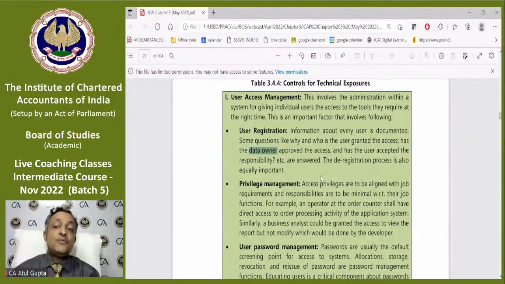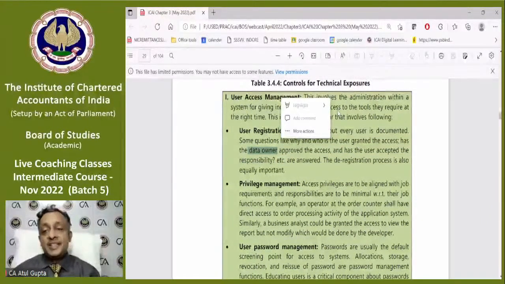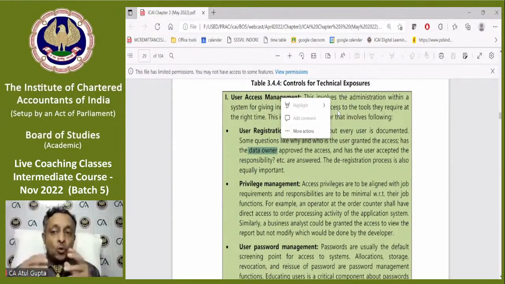The concept of data owner. Basically, data owner is a definition which says that data owner is the person who creates data. The creator of data is data owner. So whatever action can be done, who defines it? Data owner. So data owner is who owns data. Whatever action can be done on data is defined by data owner.